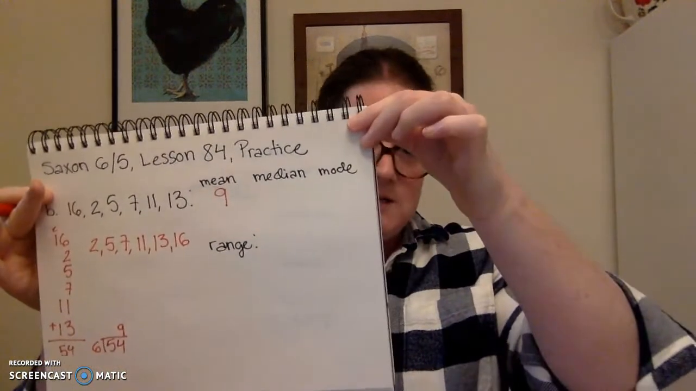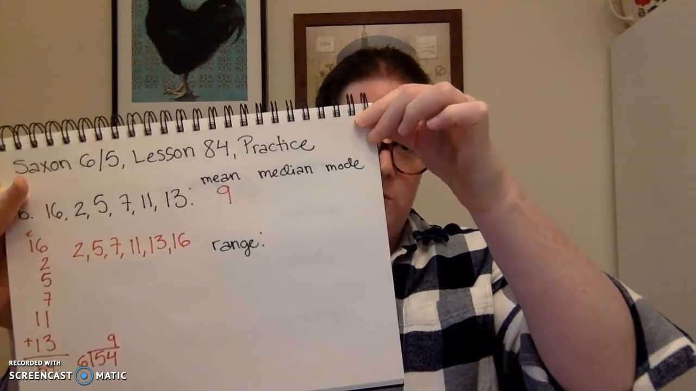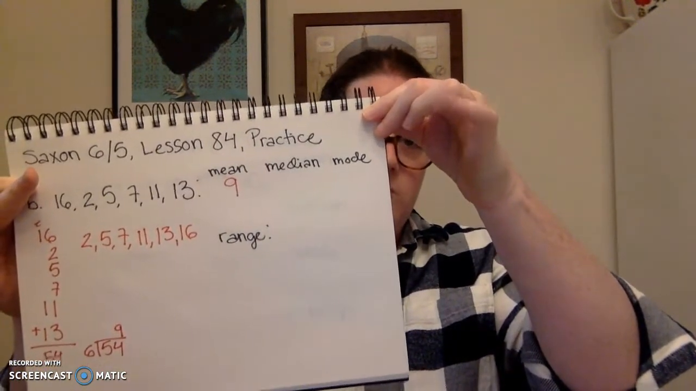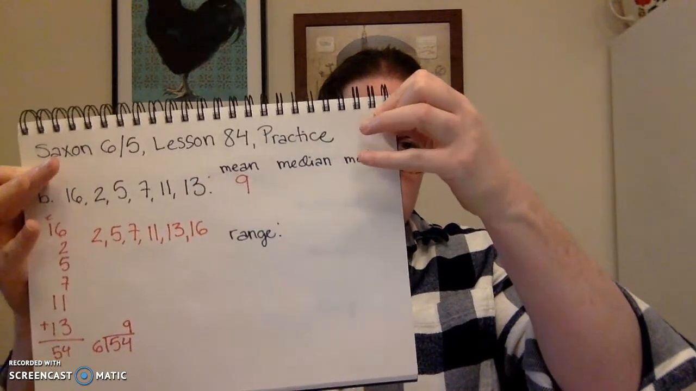To find our median, we need to put our data into numerical order. 2, 5, 7, 11, 13, 16. Right, so that's what our data set looks like in numerical order. And I'm just going to move from the outsides into the insides to find my middle number.